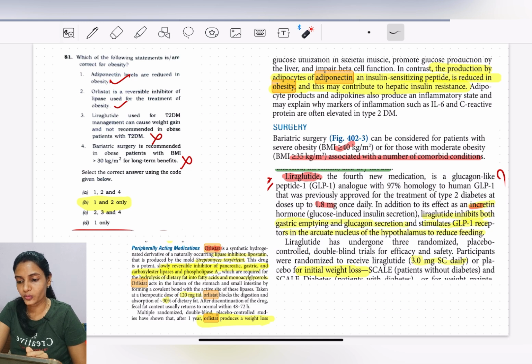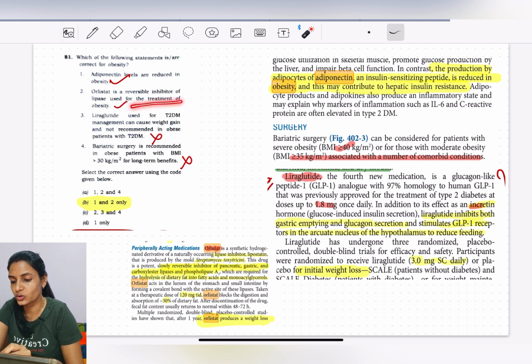Next, they are talking about obesity. The production by adipocytes of adiponectin, which is an insulin sensitizing peptide, is reduced in obesity, and this may contribute to hepatic insulin resistance. So adiponectin levels are reduced in obesity, that's true. If we talk about orlistat, then it is a reversible inhibitor of pancreatic lipase, and it is used for the treatment of obesity, that is true.